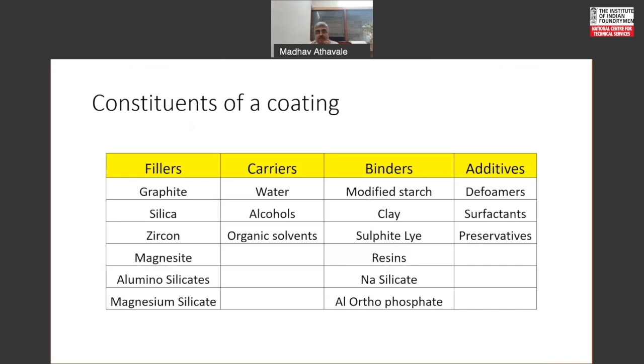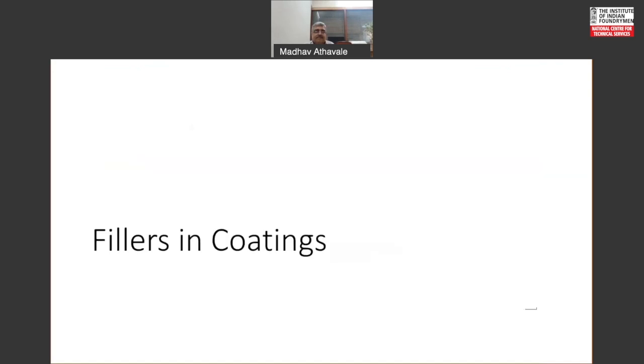And for high temperature bond, aluminum orthophosphate, this is a specialized binder. It gives you high temperature bonding for the coating onto the surface of the mold or core. And then come the additives, which are defoamers, surfactants, preservatives, viscosity modifiers. So these are the constituents of coating. Let us have a quick look at what these are.